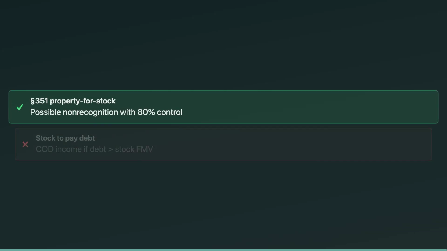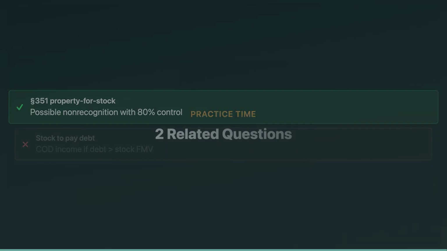Last, watch what happens when a corporation uses its own stock to settle a debt. This is not a Section 351 situation. If the debt is bigger than the fair market value of the stock issued, the corporation has cancellation of debt income for the difference. Think, debt minus stock FMV equals taxable income to the corporation. It's a classic distressed company fact pattern.